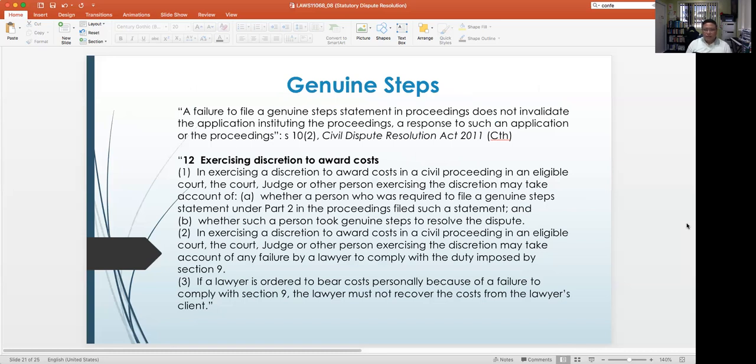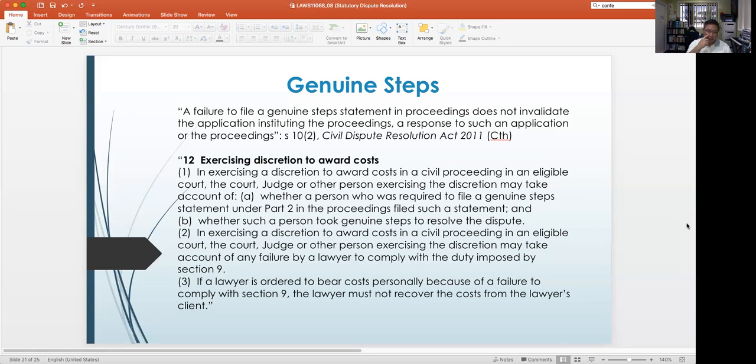Now, what is the effect of failing to file a genuine steps statement or failing to take genuine steps to resolve a dispute? Under the law, a failure to file a genuine steps statement in proceedings does not invalidate the application instituting the proceedings, or a response to such an application. So it doesn't invalidate it, but there is an effect in relation to award of costs, because under Section 12 of the law, in exercising a discretion to award costs in a civil proceeding in an eligible court, the court, judge or other person exercising the discretion may take account of whether a person was required to file a genuine step statement, and so on.